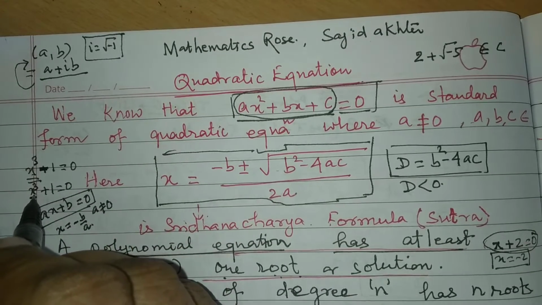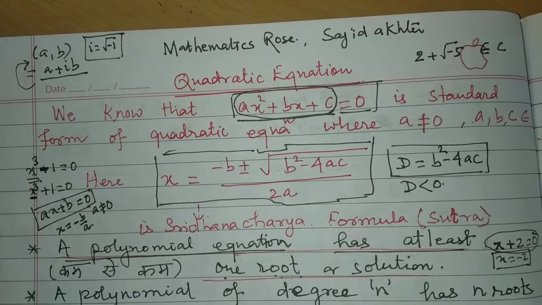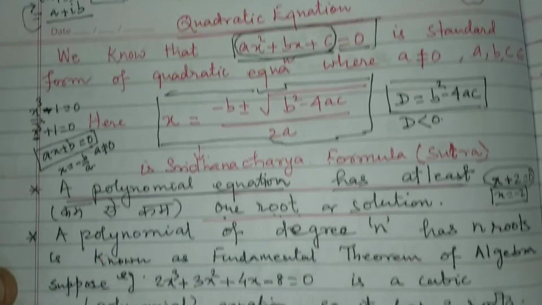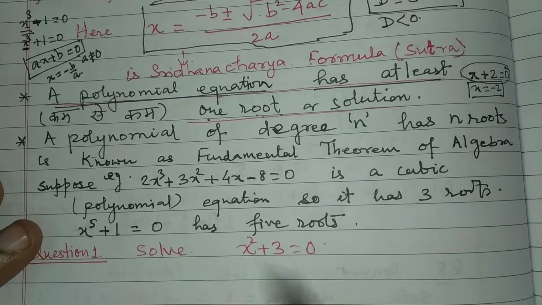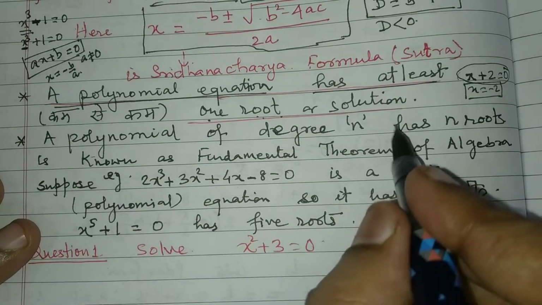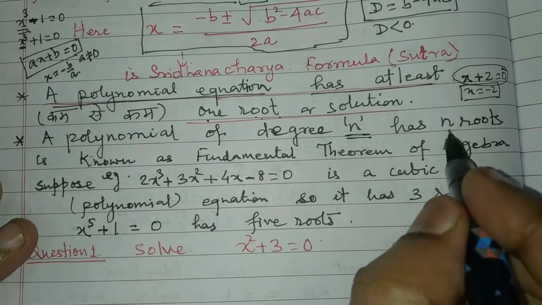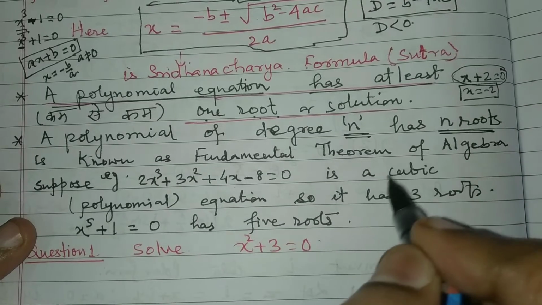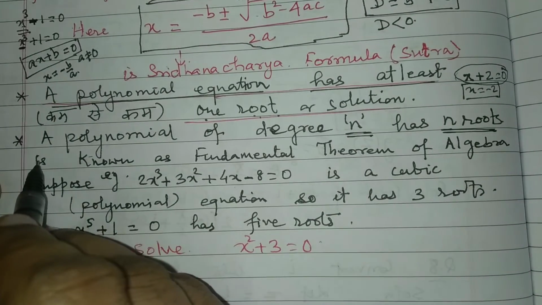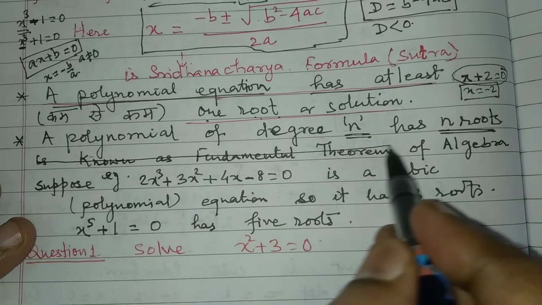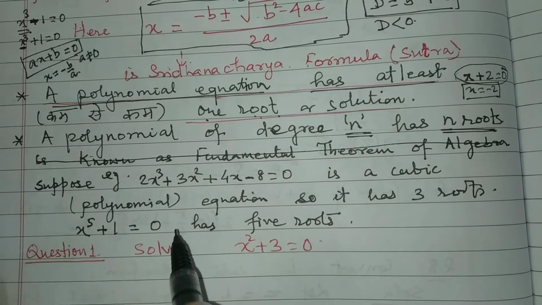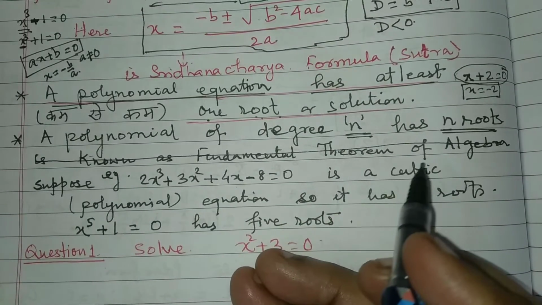So it has 3 roots. Similarly, a polynomial equation whose degree is n has how many roots? The number of roots will be n. This is not the fundamental theorem of algebra.